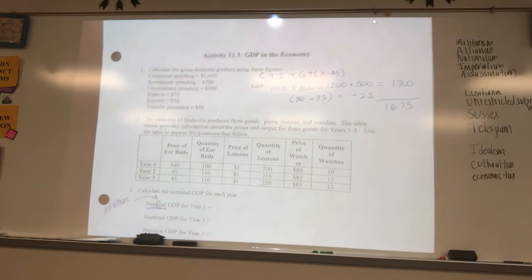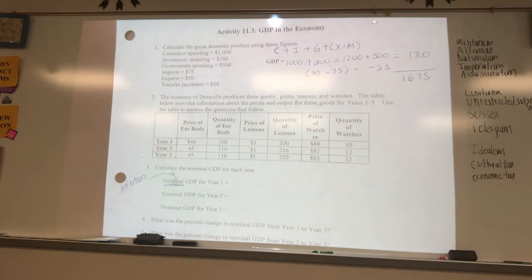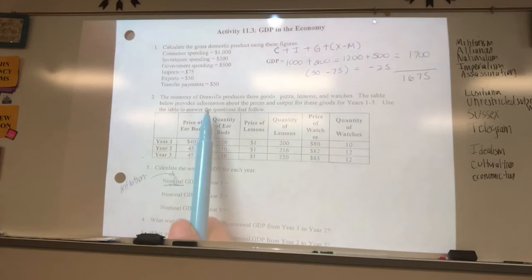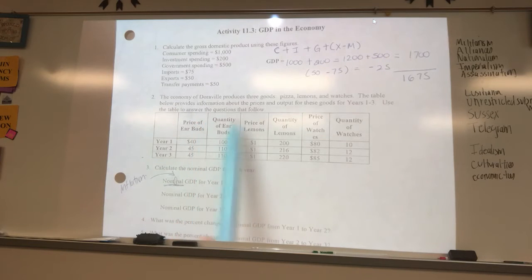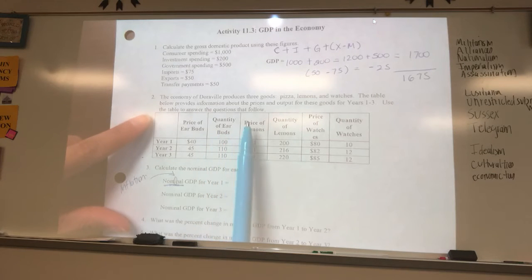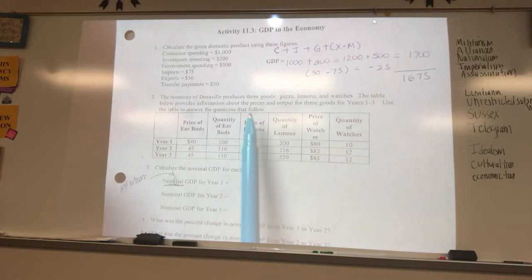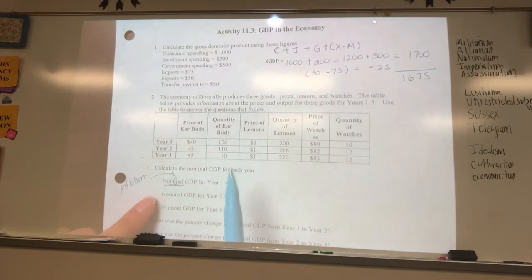Okay, you weren't here for the lesson, so let's pay attention. So what we're gonna look at is the economy of Doraville. They're gonna produce 3 goods: pizza, lemons, and watches. Sounds yummy. We're gonna use the table provided and talk about the information about the prices and outputs from years 1 through 3. And we're gonna use this to be able to tell us about nominal GDP.